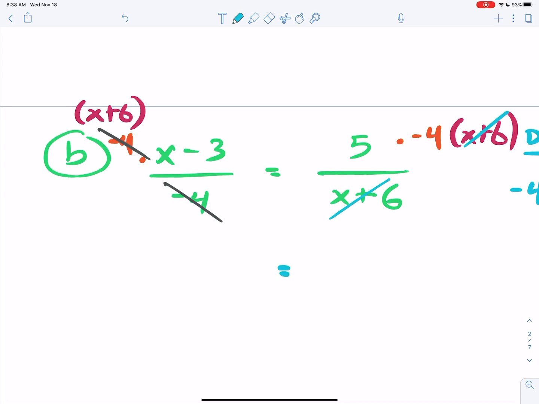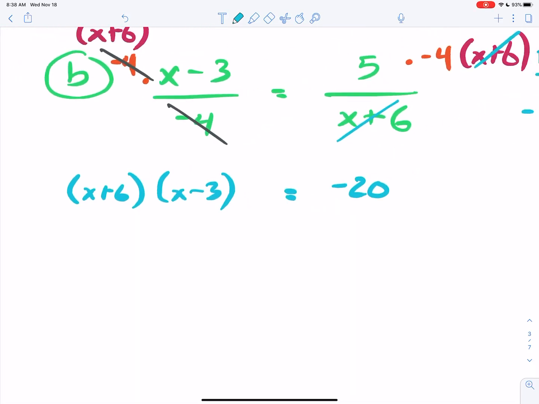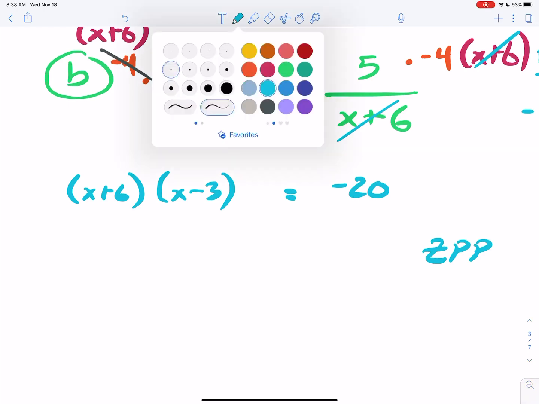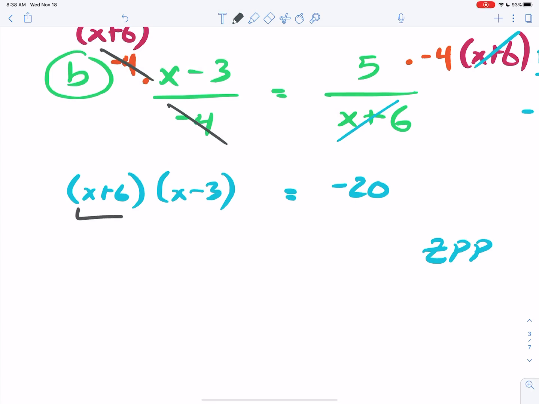So what do I have on the left side here? I have x plus 6 and an x minus 3. On the right side, I have a 5 times a -4, which is just -20. Okay? Now, some people would like to use the zero product property. We do have a product here, but you guys got to keep in mind we don't have our 0. Okay? So you can't use the zero product property. That's probably the #1 mistake I see. So what we're going to have to do here is expand this. Okay, go ahead and do that and press play when you're ready.